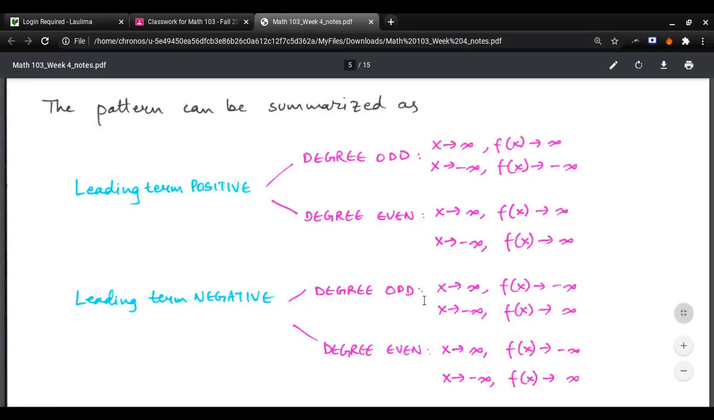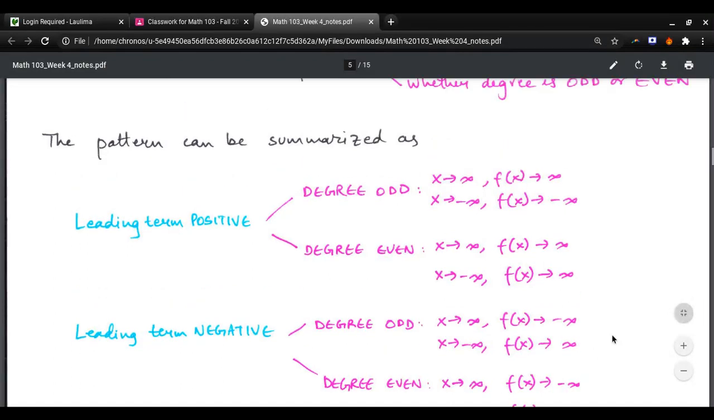Leading term negative, for odd degree, the output behaves exactly the opposite. So when input goes to infinity, output goes to negative infinity. When input goes to negative infinity, output goes to infinity. And when it's even, the output is always negative infinity in this case, on both sides.